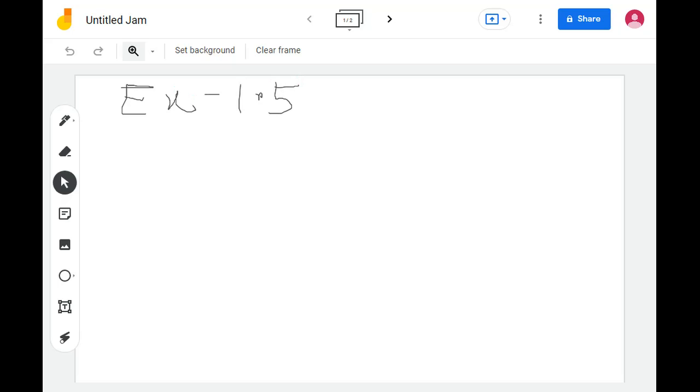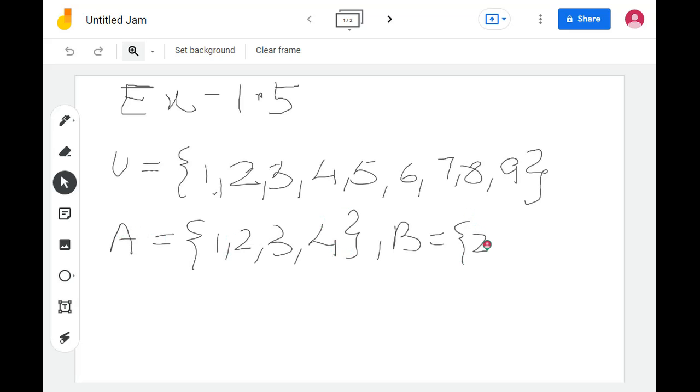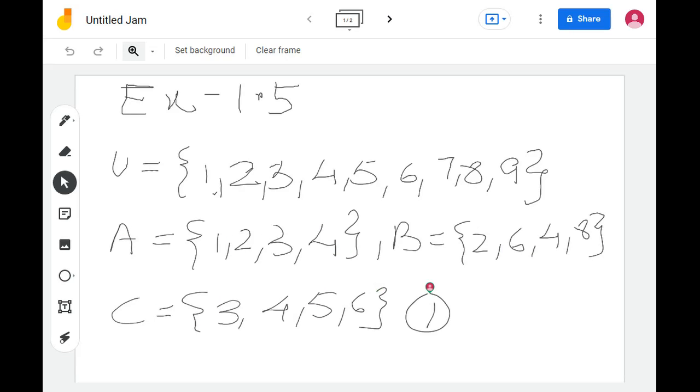Okay, in question 1 we are given some sets, and we have to find their complements. The universal set is 1 2 3 4 5 6 7 8 and 9. Our set A is 1 2 3 4, our set B is 2 4 6 and 8, and our set C is 3 4 5 and 6. First, we have to find a complement.